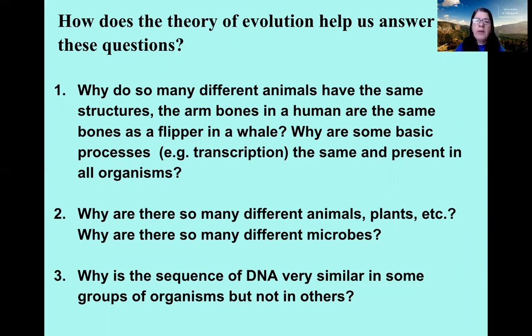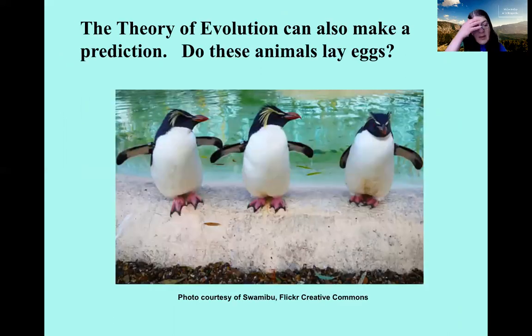And when we look at sequences of DNA, some sequences are very similar in some groups of organisms, while others are very different. So all these observations can be explained by the theory of evolution.